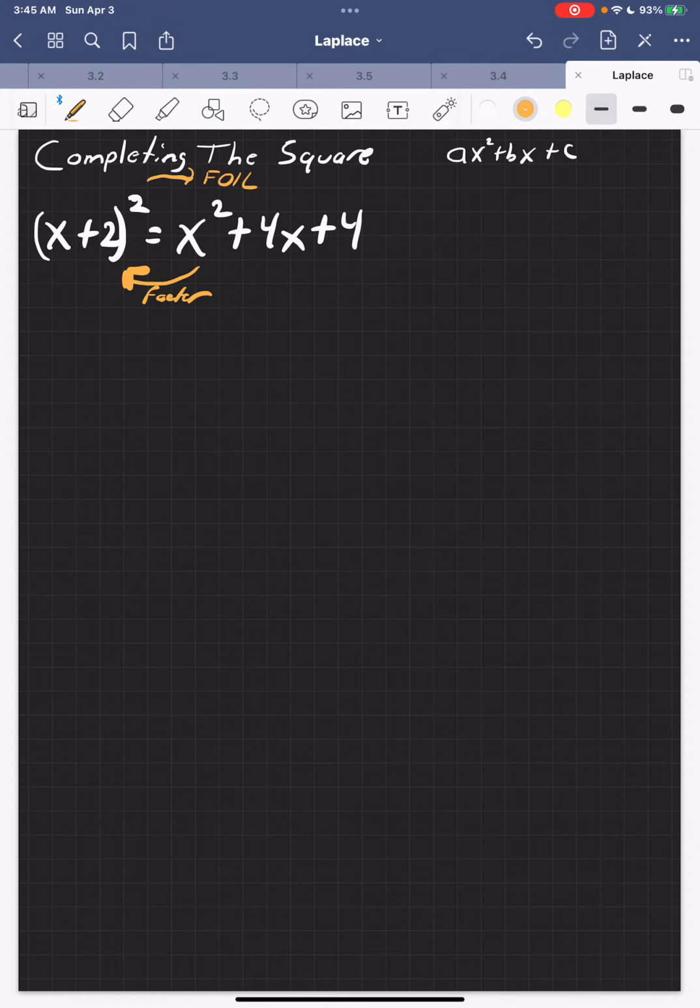If you FOIL, you're going the other way, right? However, pretend that the game is that I erase this 4. Now I just have x squared plus 4x, right? So let's assume that I just had x squared plus 4x, but I want to be able to write this as a perfect square trinomial. I want it to look like this.